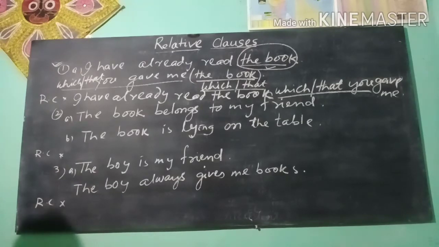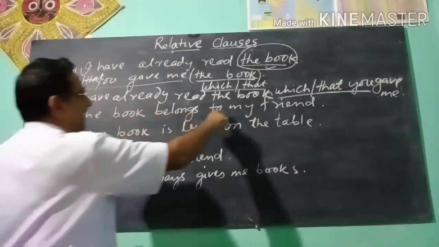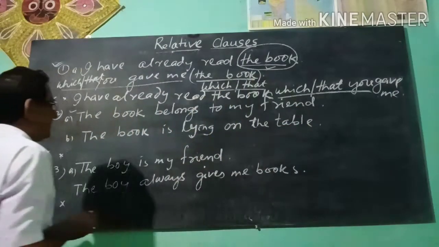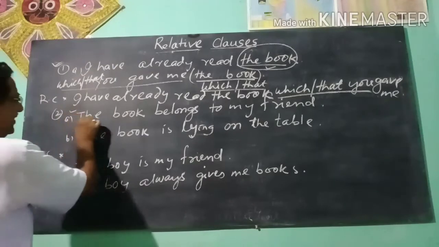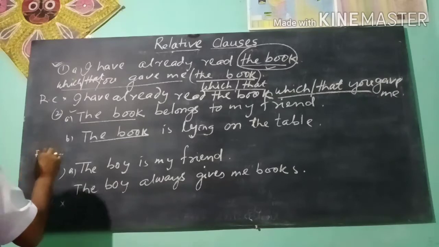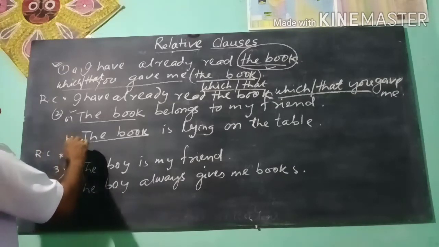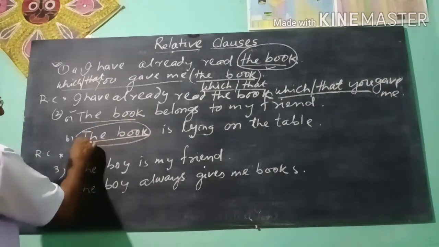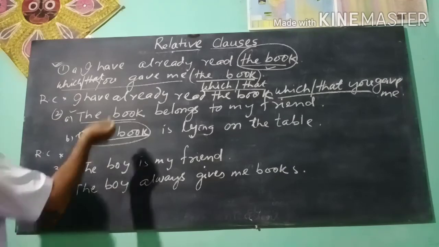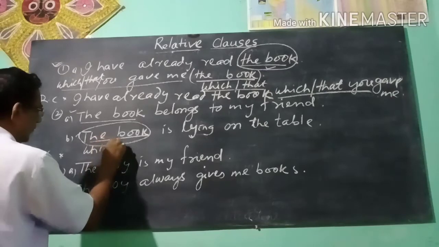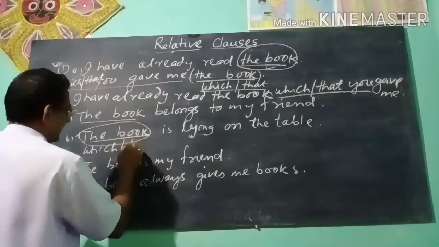Now you see the second sentences. A, the book belongs to my friend. The book is laying on the table. Here, the identical noun is the book. Now you put the relative pronoun in place of the noun phrase book. Here, the book, in place of book, we can put which and that.